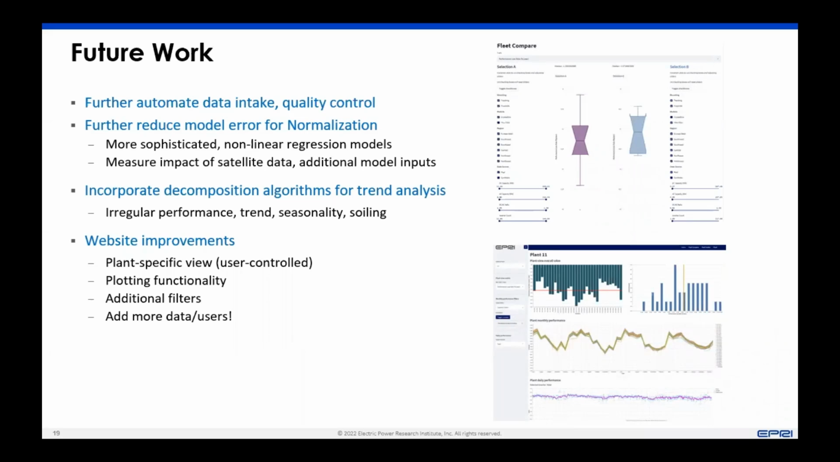And for the website, we want to add more user-specific views that users are interested in, and we are also adding some additional filters. And of course, as I mentioned, we still have 35 to 40 plants to go. We believe more data will be coming as well. The 35 to 40 is based on what we already have. The data is already in S3, but more will come and we'll add more data.